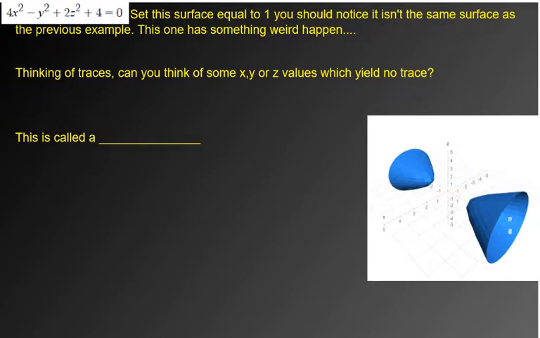So what I'm going to do first is set this surface equal to 1, and something weird is going to happen. All right, so I'm going to move the 4 over first. I think that's actually all I'm going to do first. And then I'm going to divide by -4. And if I do that, I would get -x squared plus y squared over 4 minus z squared over 2 equals 1.